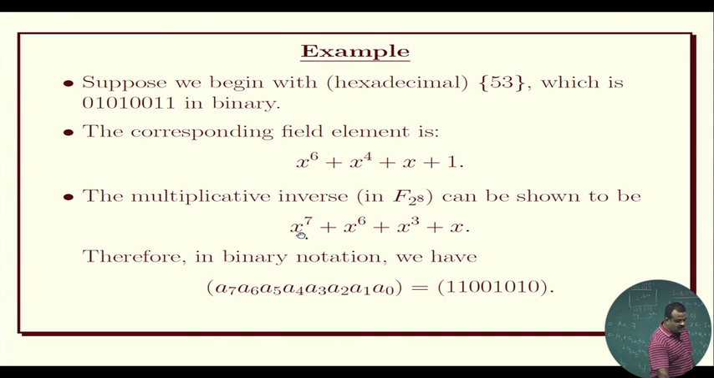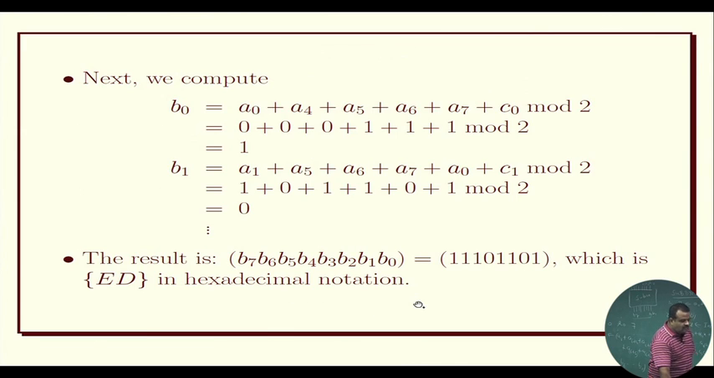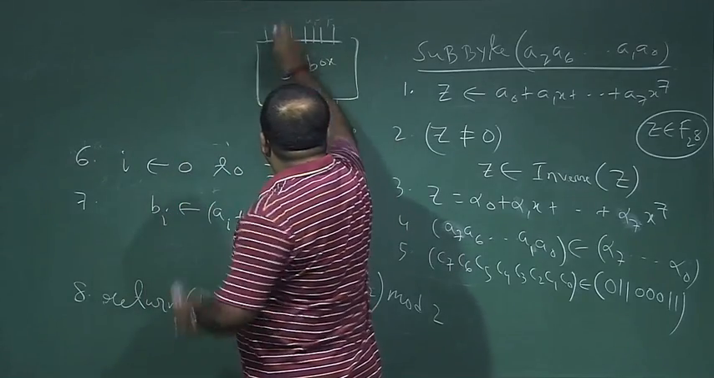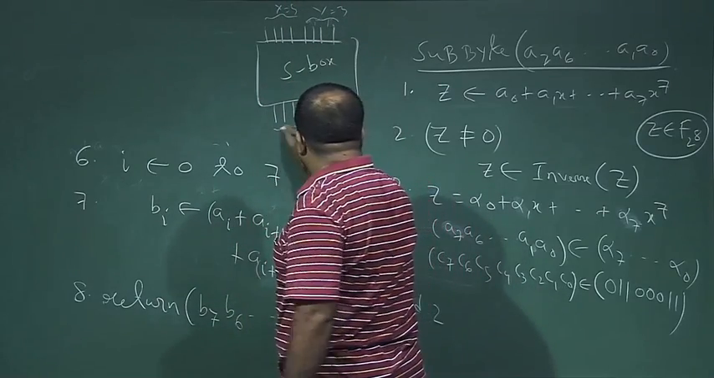Now we store this inverse. This is again a 7-degree polynomial, so it has 8 bits. We store it again into these AIs variables: A0, A1, A2, ..., A7. Now to get BIs, we use the C0 constants, and B0 is A0 plus, using that formula, we put in these values and we got 1. Similarly, we can calculate B1, B2, and so on. This gives us the BIs, which in hex form is ED. So if we have input 5 3, then the output is ED. If x is 5 and y is 3, then the output is ED.